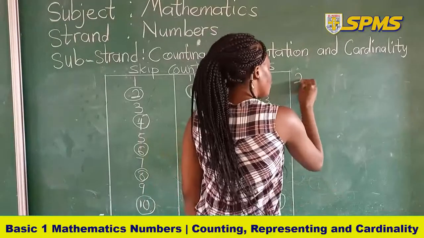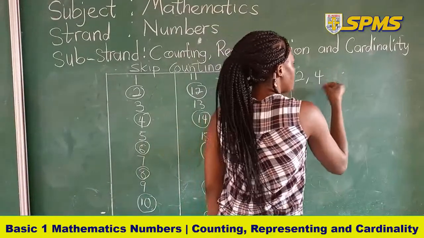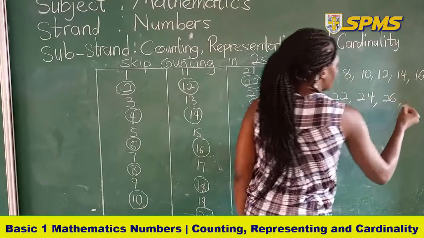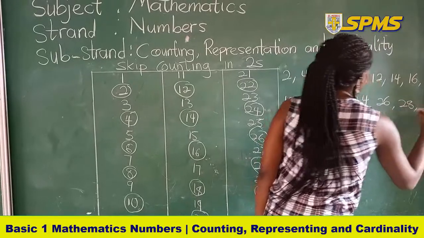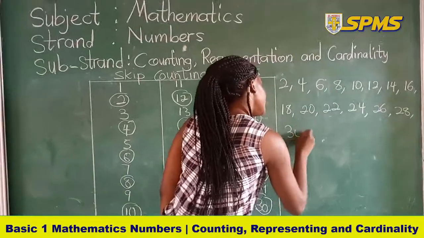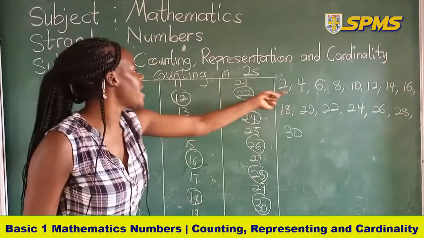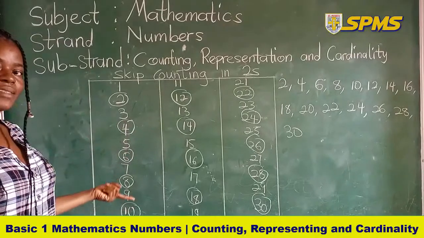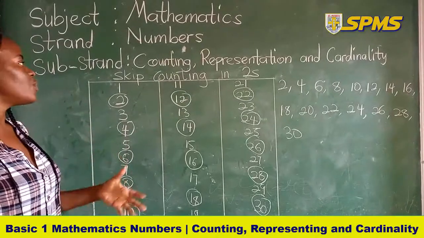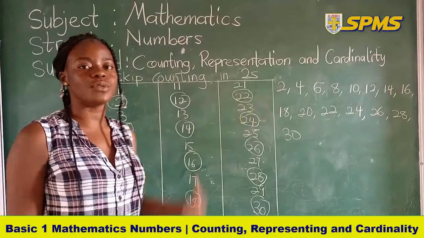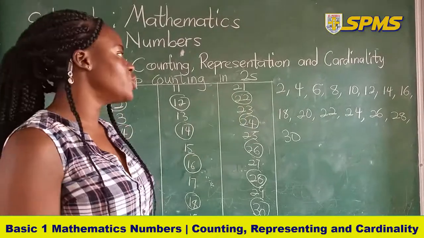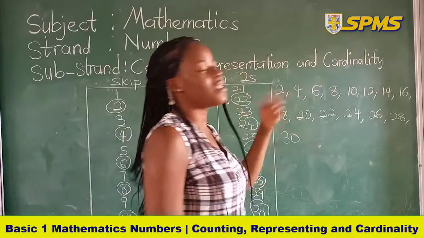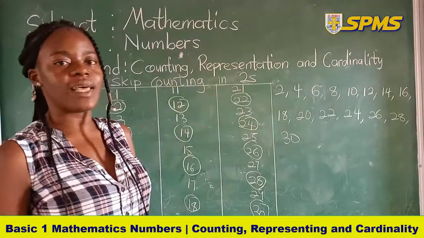So we have 2, 4, 6, 24, 26, 28, and the last number is 30. So 2 is here, 4 is here, 6. Do you understand it now? Good. So we call this skipping in 2s. So when you take the 2 times table, you get 2, 4, 6, 8, 10 to what? 30. Good. Now let's move on.